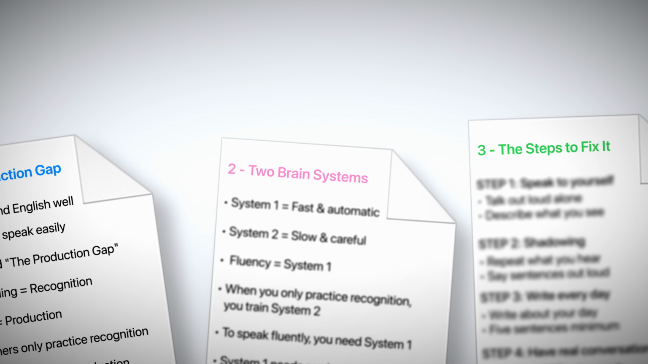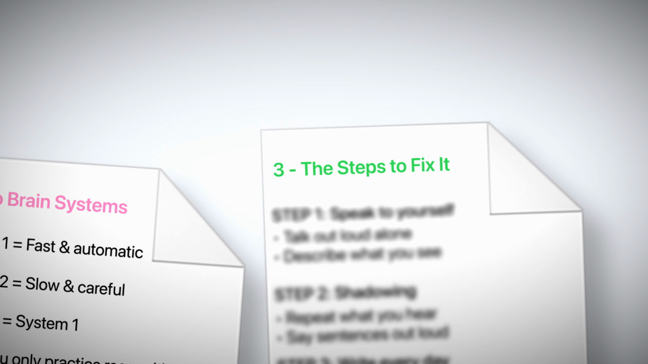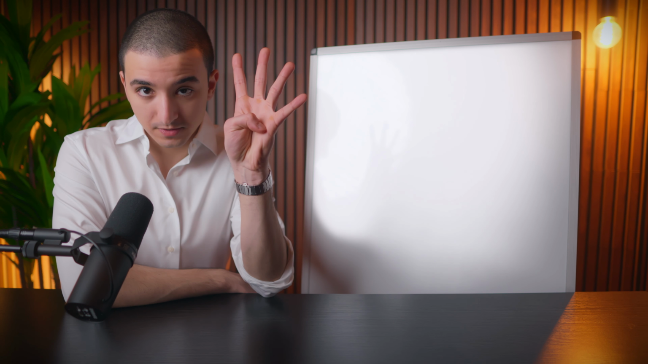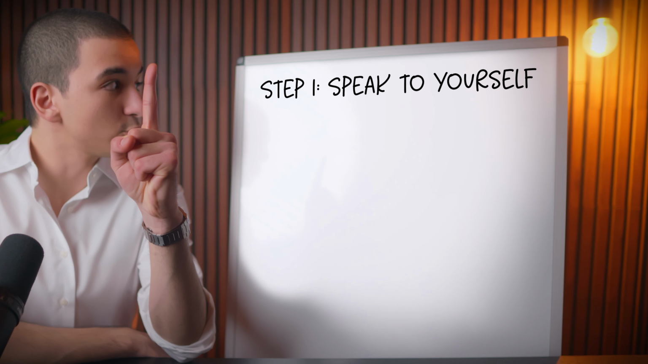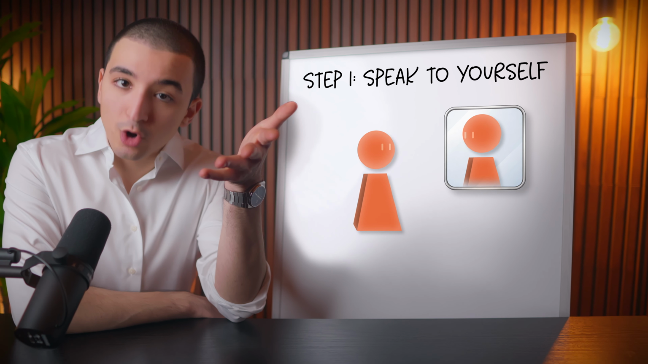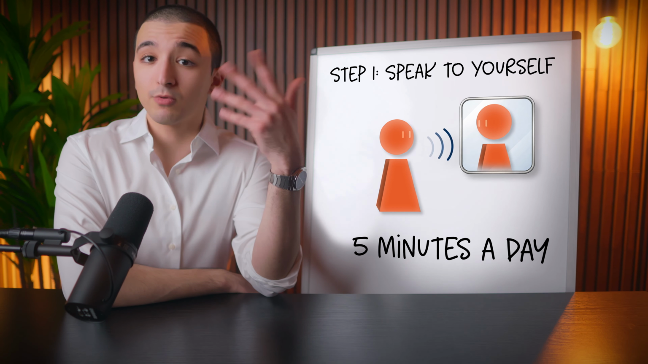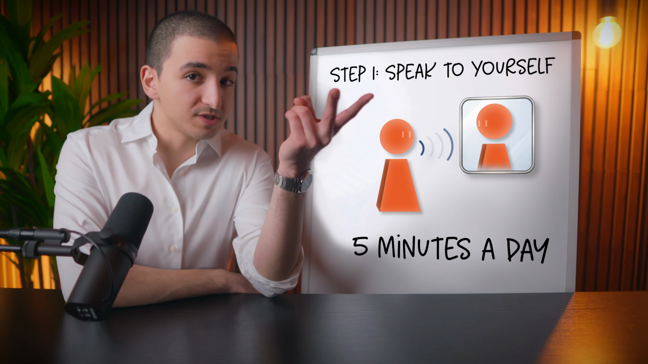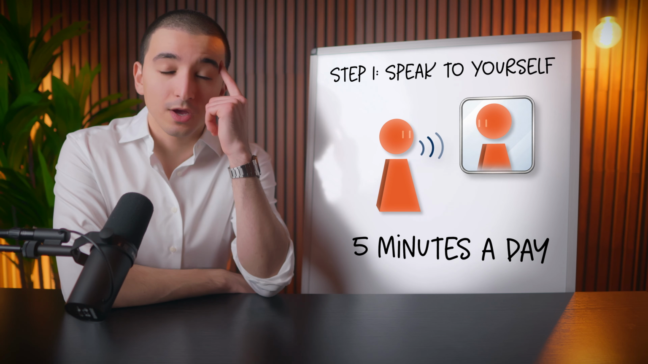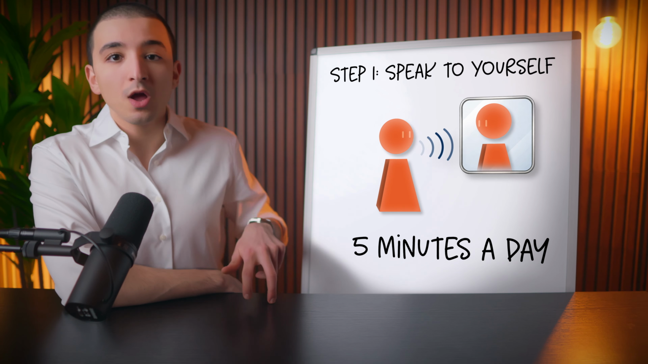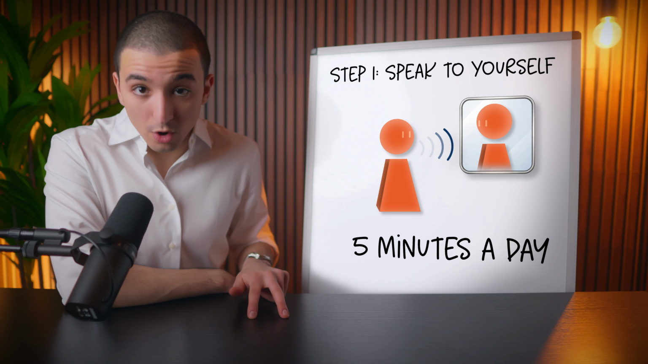So now that you understand the problem, let's fix it. You need to train your brain to produce English, not just recognize it. And you do that through these 4 steps. Step 1. Speak to yourself. When you're alone, speak to yourself out loud for 5 minutes. Say what you're doing, describe what you see, and talk about what you're thinking. You can do it while cooking, walking, or sitting alone.